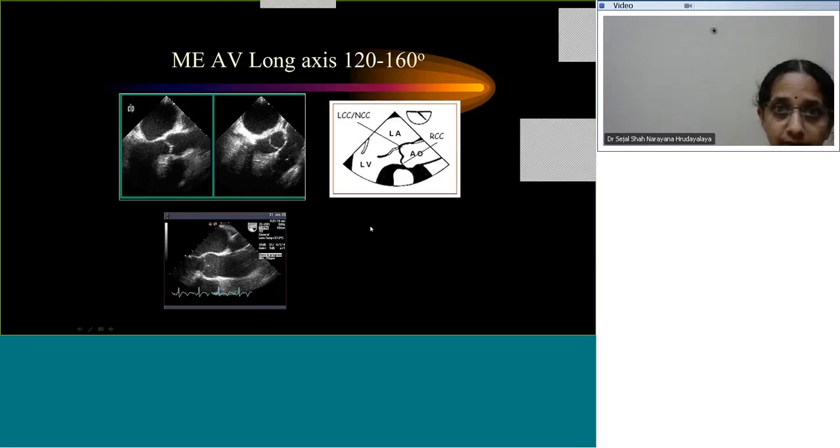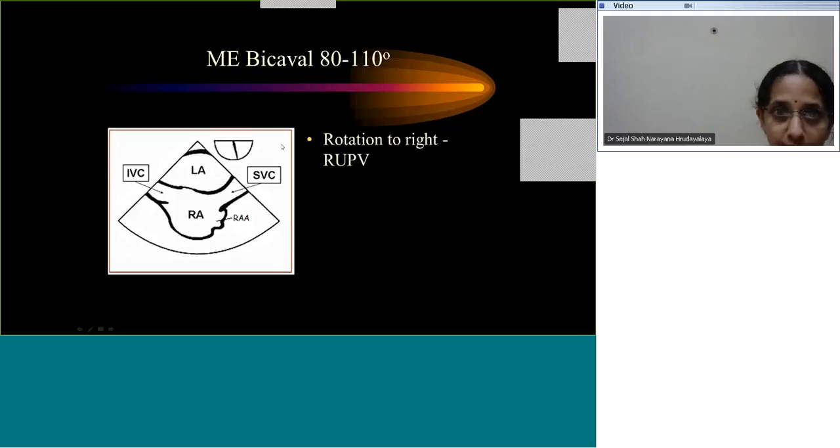Whenever we see the long axis, it's around 120 degrees, and with a little withdrawal of the probe it's going to be close to the aorta. The next structure on the right side is going to be the SVC. And here we can see just behind the aorta is going to be the interatrial septum.